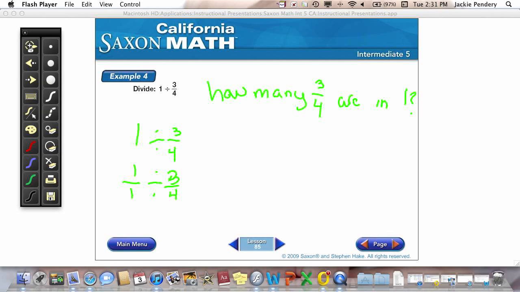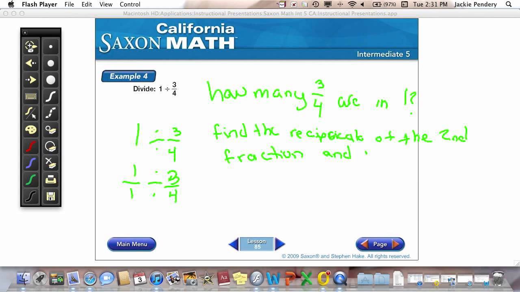Now, when I divide by a fraction, I find the reciprocal of the second fraction and then multiply.